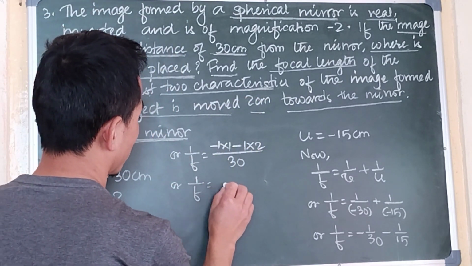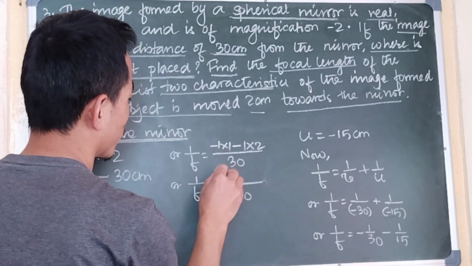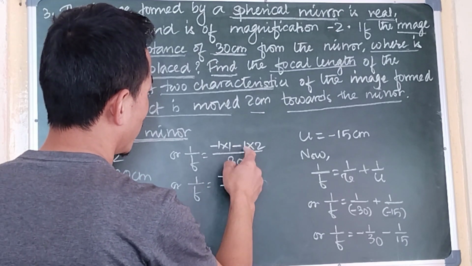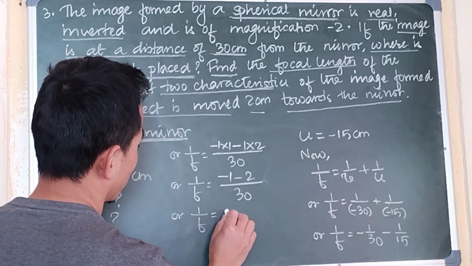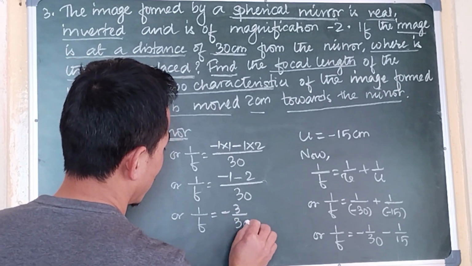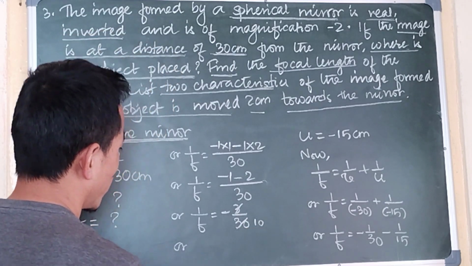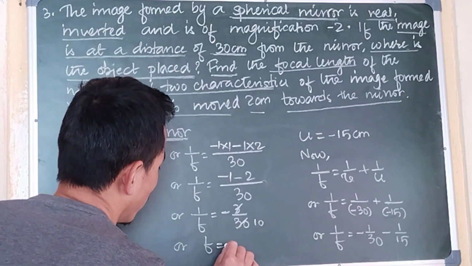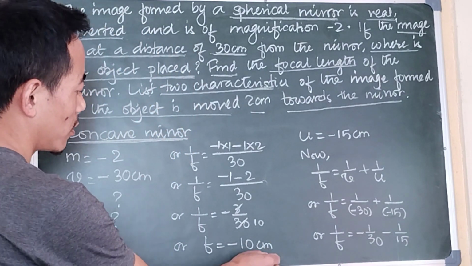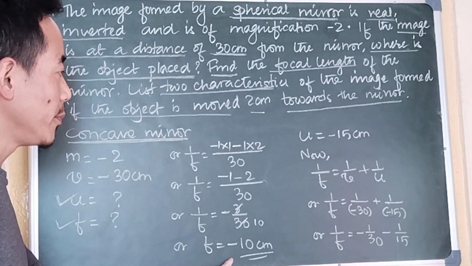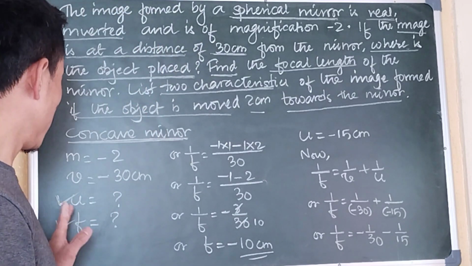So 1 by F is equal to 30 in the denominator. In the numerator, minus 1 into 1 gives us minus 1, and minus 1 into 2 will become minus 2. So 1 by F is equal to minus 3 divided by 30, which becomes minus 1 by 10. Take the reciprocal, so F will be minus 10 and the unit will be centimeter. So the focal length of this mirror is minus 10 centimeter and its object distance is minus 15 centimeter. So we have finished these two.